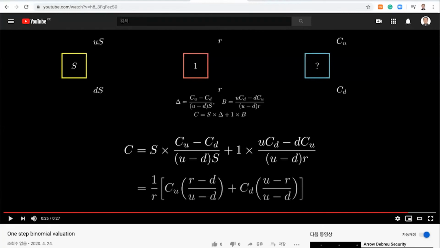Okay, so this is actually the one-step risk neutral, one-step binomial option pricing model, and that's it. And I'm waiting for your question.